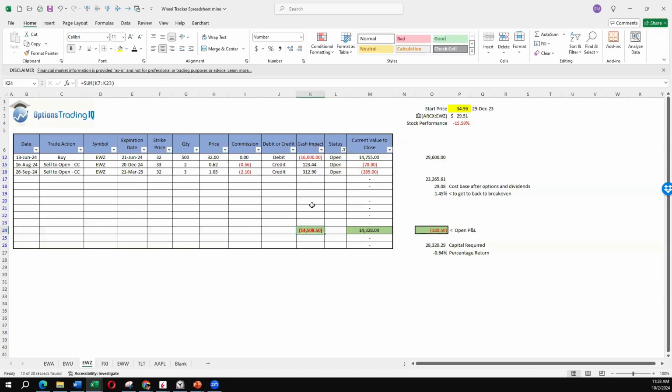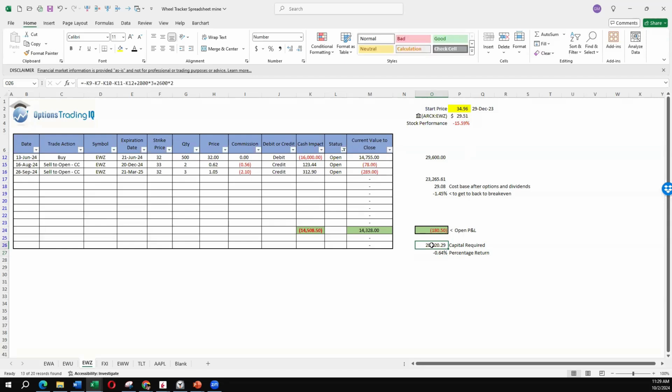So there's the total cash flow across all the positions. That's what it's going to cost me to close anything that's open. Total P&L slightly negative. So you can see the stock's down 15.5%. This trade's only down 64 bips.